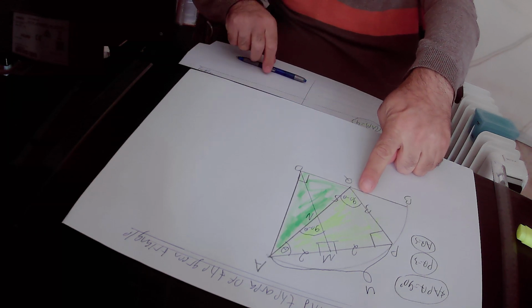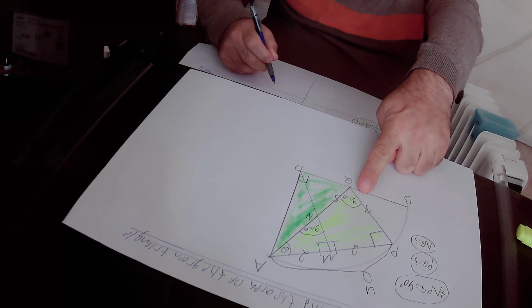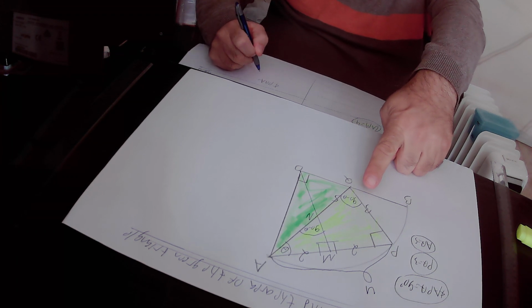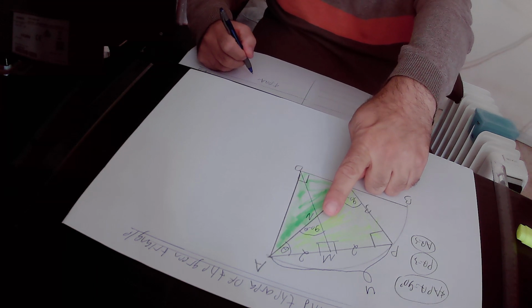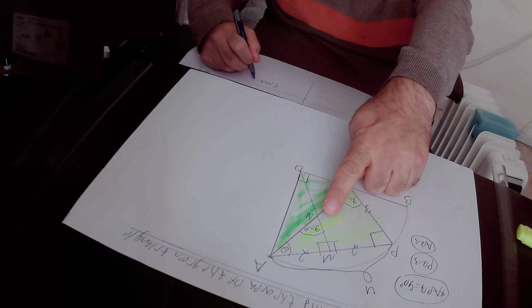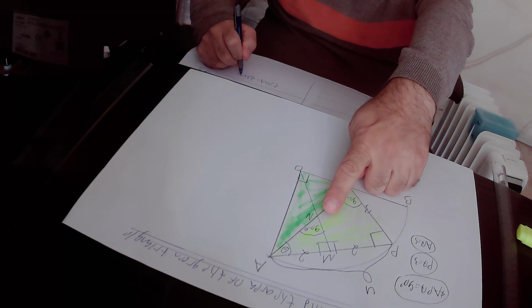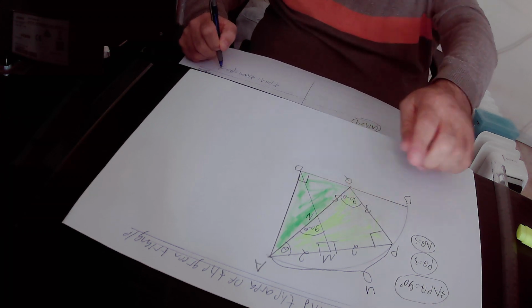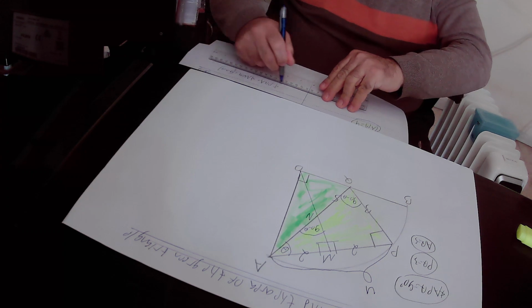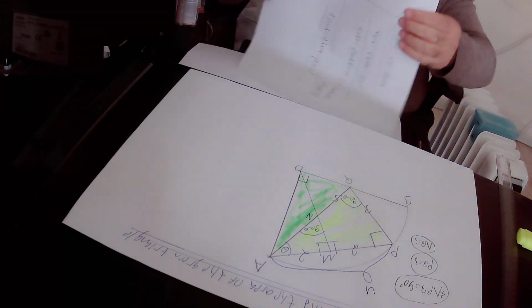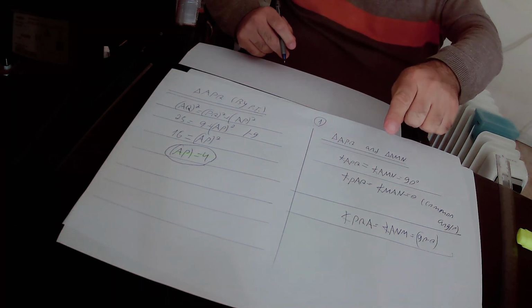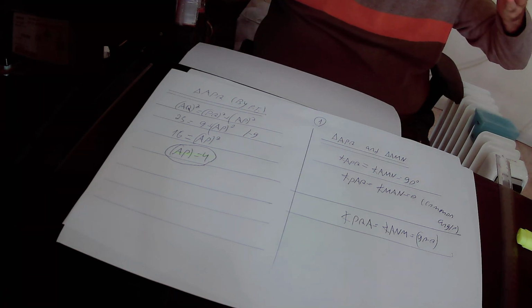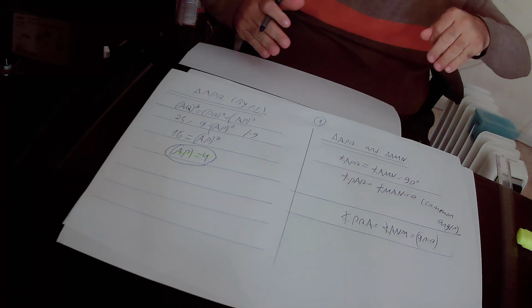So, yeah, this angle is angle PQA in the big triangle, and it is equal to this angle that is actually angle ANM in the small triangle. They are both equal to 90 degrees minus theta, therefore they are equal to each other. Repeat again. Angle PQA in the big triangle equals angle ANM in the small triangle.